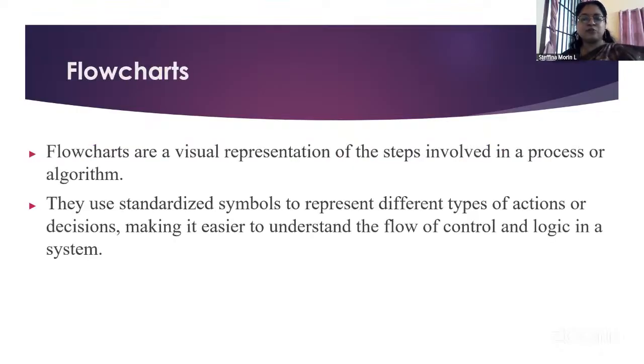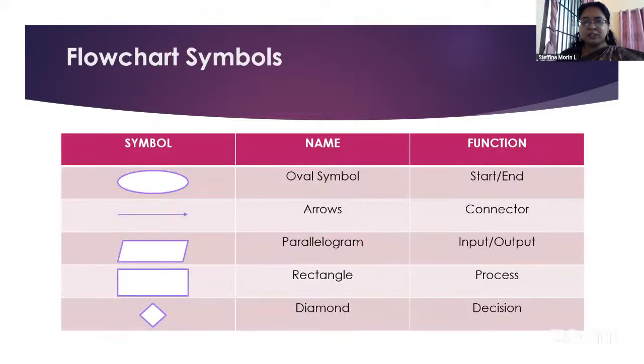Then goes the flowchart. A flowchart is a graphical representation of your algorithm. That is a visual representation of the steps involved in a problem. They use standardized symbols to represent different actions or decisions, making it easier to understand the flow of control of the system.